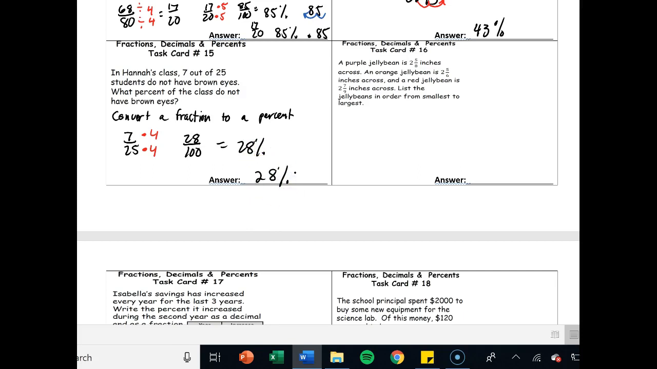And lastly, it says a purple jelly bean is 2 5/8 inches across, an orange jelly bean is 2 5/6 inches across, and a red jelly bean is 2 7/9 inches across. List the jelly beans in order from smallest to greatest. So interesting. List from smallest to greatest. That's what they're asking us to do.